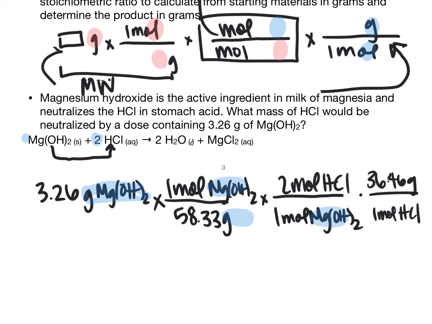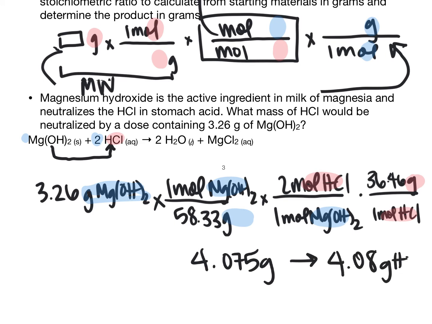And now we're going to switch to hydrochloric acid. And so we can, using that stoichiometric ratio, transition between the two. And when you plug this in your calculator, you should get 4.075 grams. And this should only have 3 significant figures. And so that would be 4.08 grams of HCl.